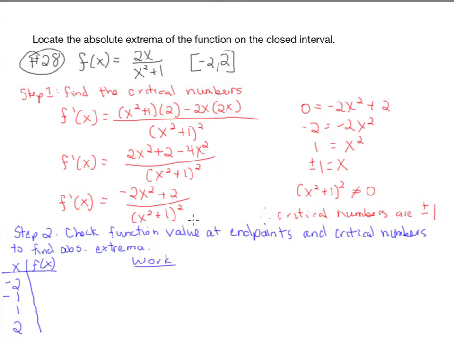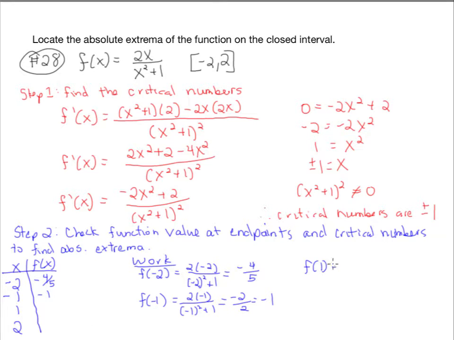So in this case, I have the endpoints and critical values of negative 2, negative 1, 1, and 2. So first I will plug in negative 2 into the original function value and simplify it down. And we find at negative 2, our function value is negative 5/4. Repeating this process for negative 1, 1, and 2, we end up with the following points of interest: negative 1, negative 1, the point (1, 1), and then the point (2, 4/5).